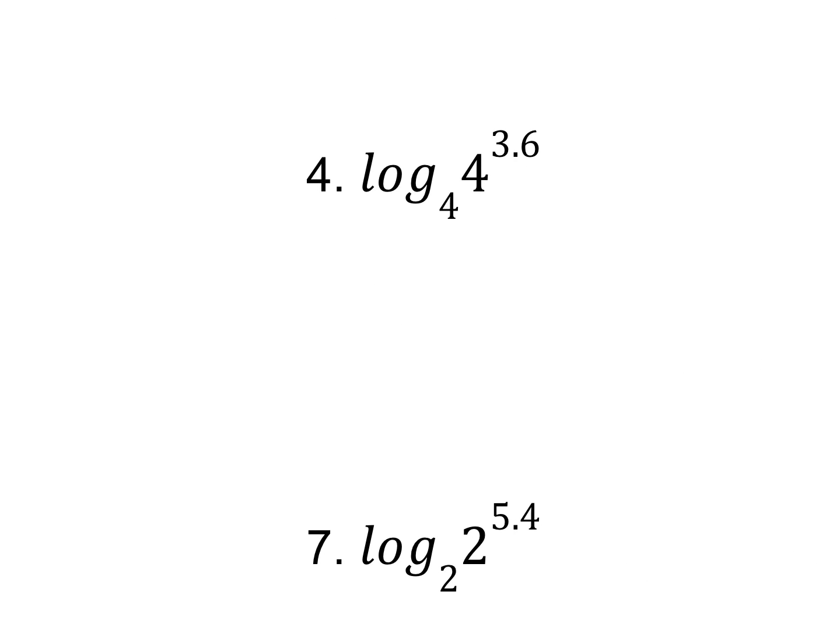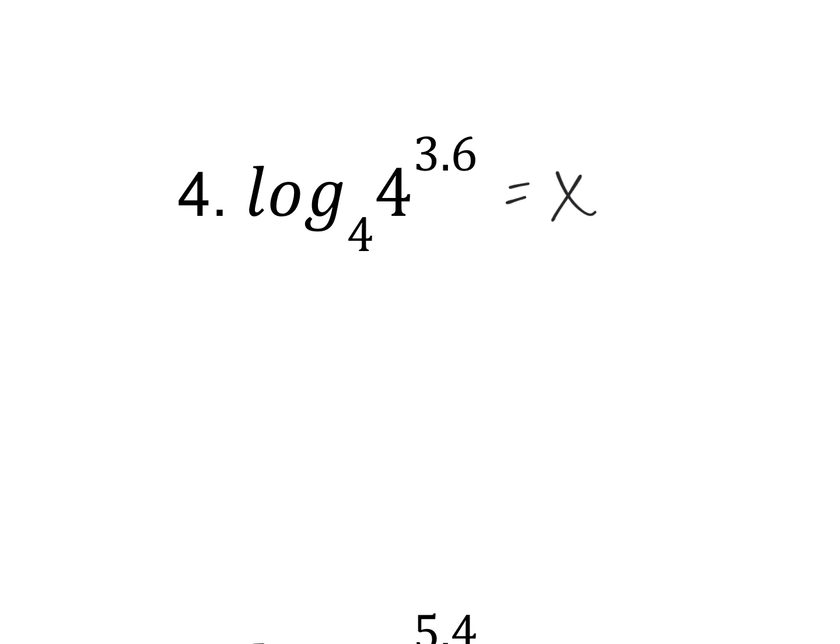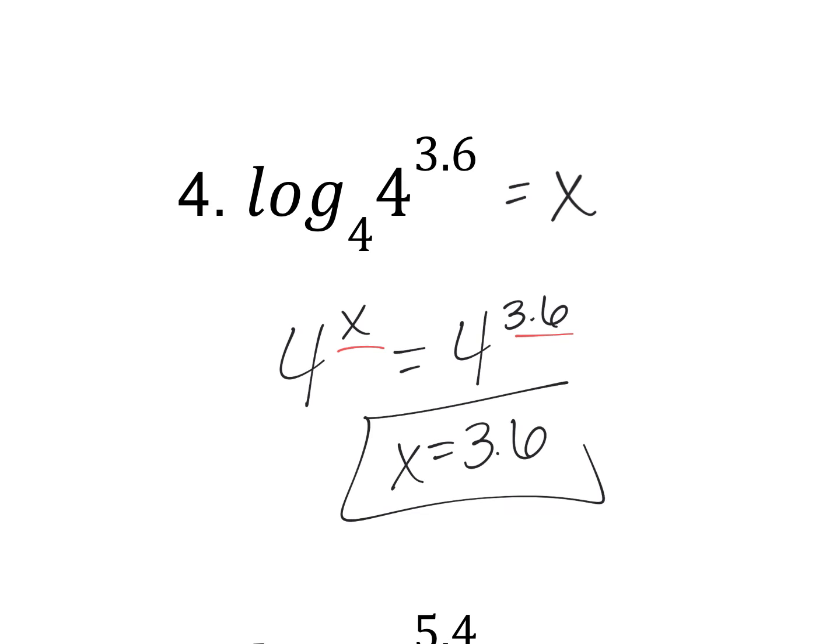Okay, so now this is a weird one. Well, not really, it's actually kind of easy. So I make it equal to x. So the base to the x equals 4 to the 3.6. That's weird. So what does x have to equal in order to make those the same? Well, it's just got to equal 3.6. So even though it looks crazier, that's actually one of the easier problems.